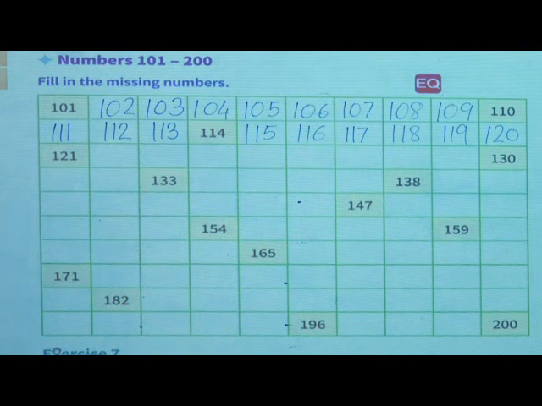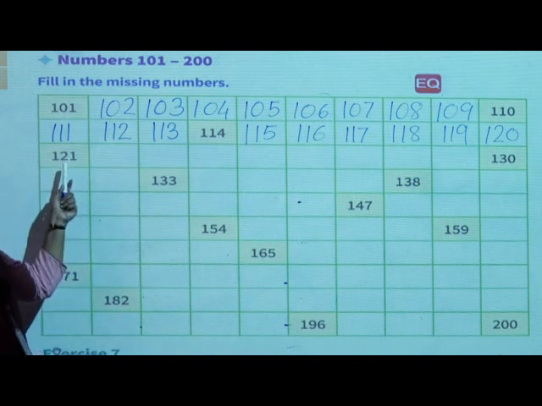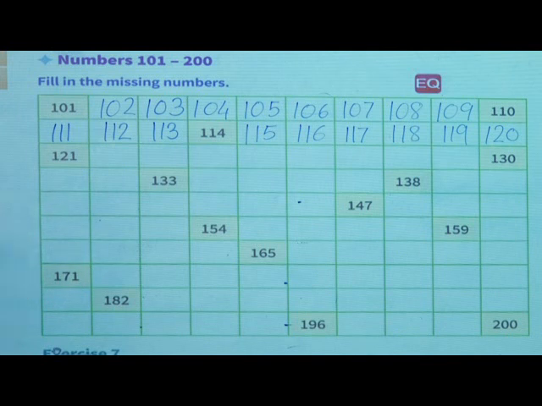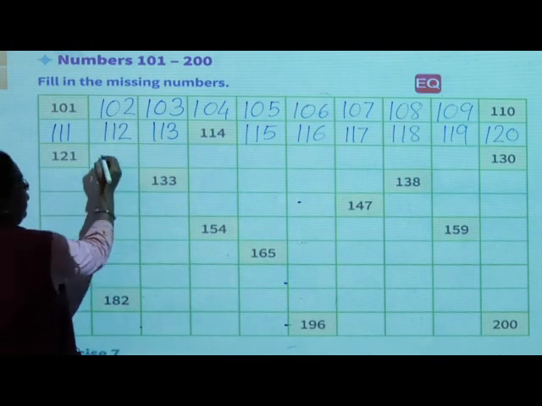Then after 120, what will come children? Yes, 121. So here they have given 121. Okay. Then now what we will write? We will write 125. No. We will write 130. No. Then what we will write? 122. Correct.